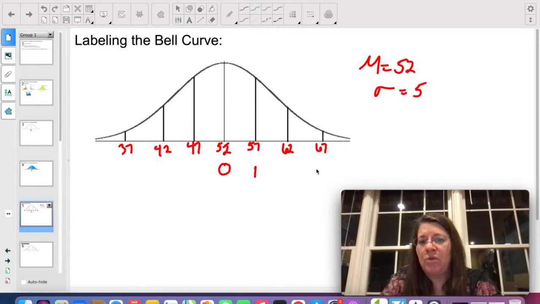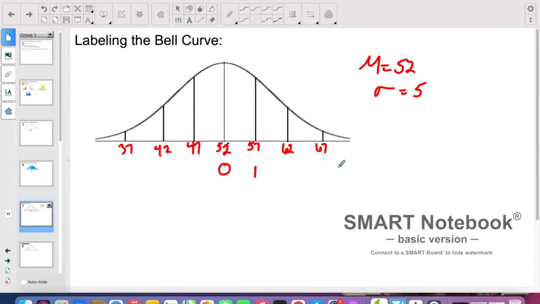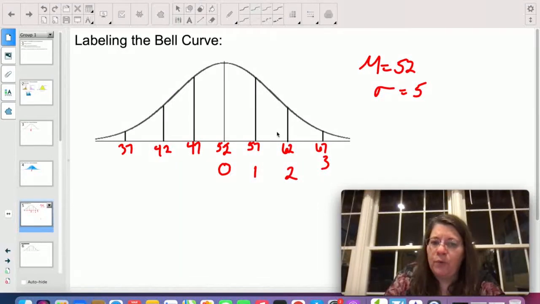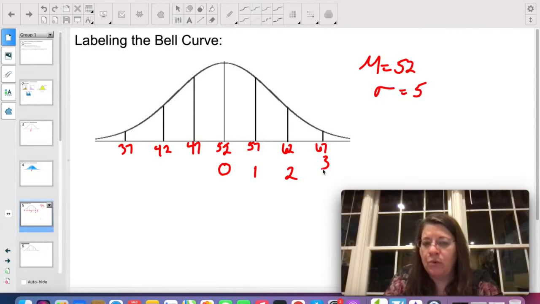So what do you think those would be? Hopefully you're saying this would be a 2 and this would be a 3. The z-scores for these 3 lines are going to be 1, 2, and 3. This is 1 standard deviation to the right of the mean, 2 standard deviations to the right of the mean, 3 standard deviations to the right of the mean. They are positive because we're moving toward the right. Remember, motion toward the right is a positive.